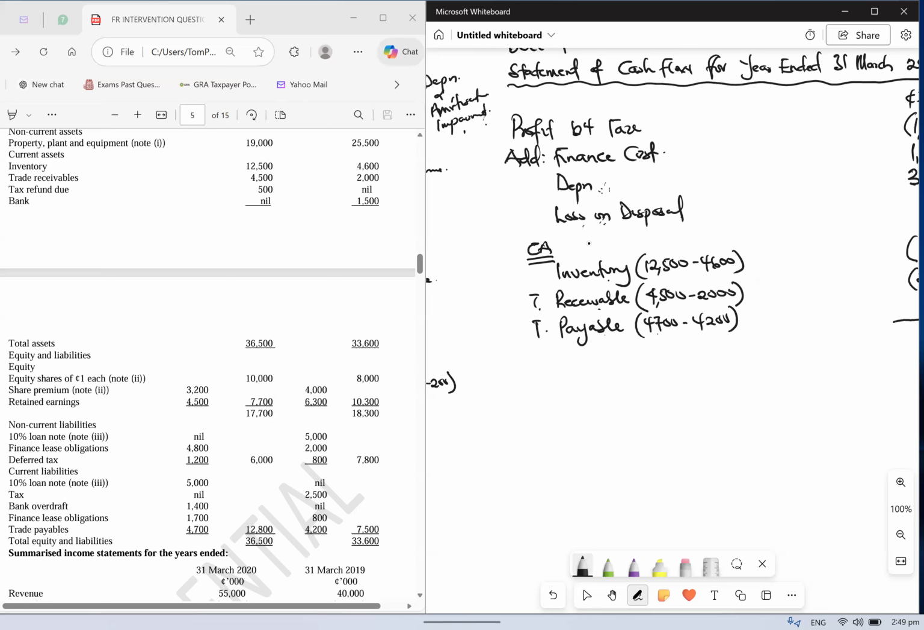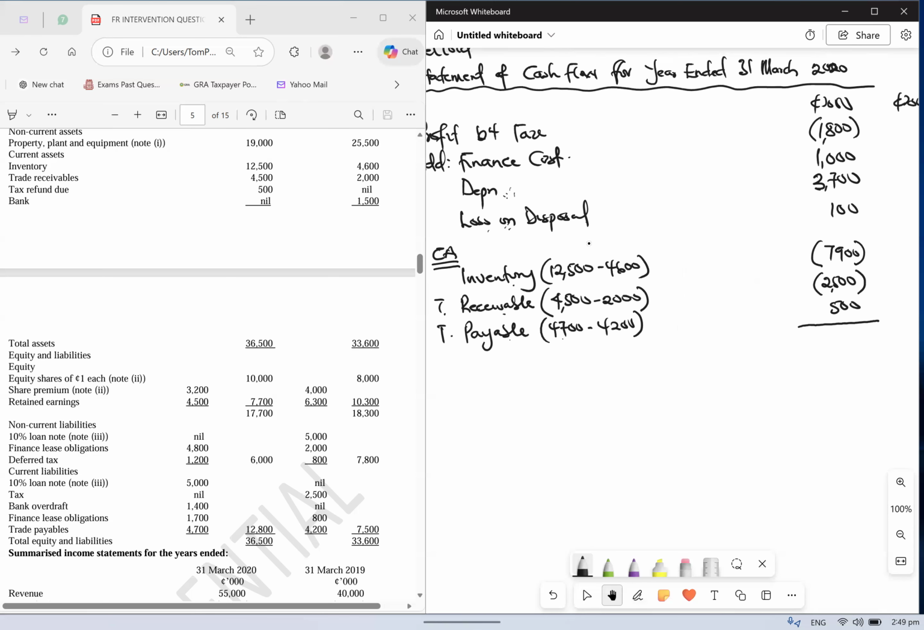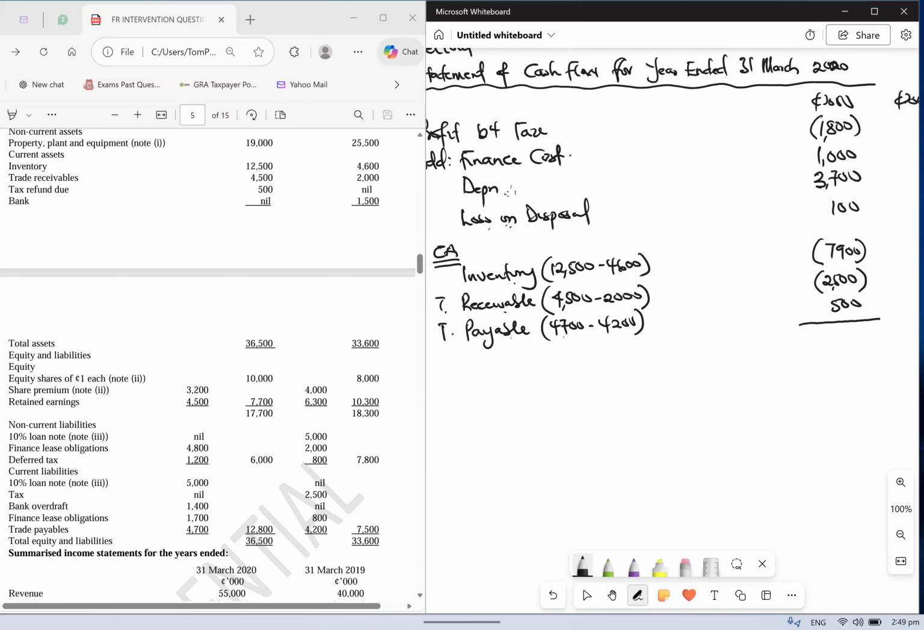Negative 6,900. Negative what? 6,900. So you write it negative 6,900. That's fine. Now we go and do our workings 2 and workings 3 and you come back.